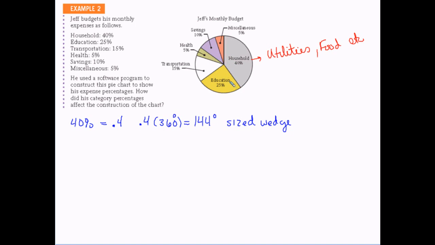So if we were making a pie chart by hand, we'd draw a circle with a compass, and then we would use a protractor and a straight edge. We'd draw a radius, and then we'd use the protractor to measure out 144 degrees, and then draw a line through that. And then education was 25%, which is 0.25. So we do 0.25 times 360 degrees. And you get a 90 degree wedge right here. So that's how you construct the pie chart.